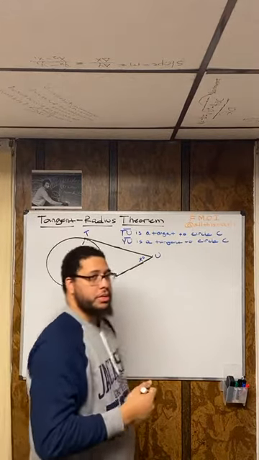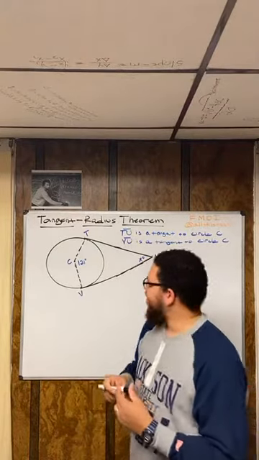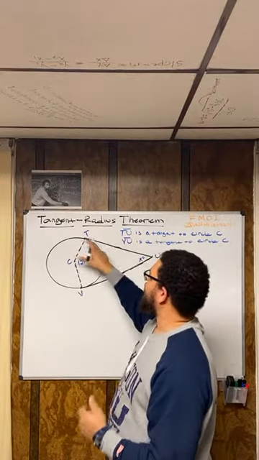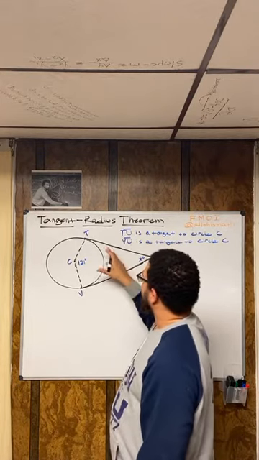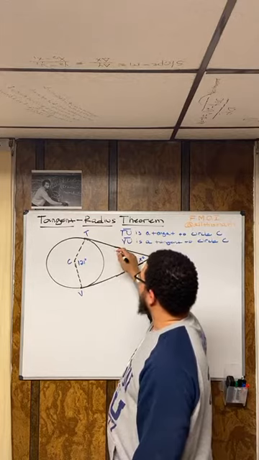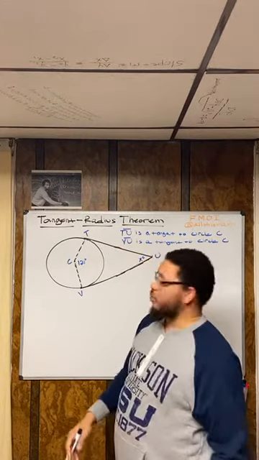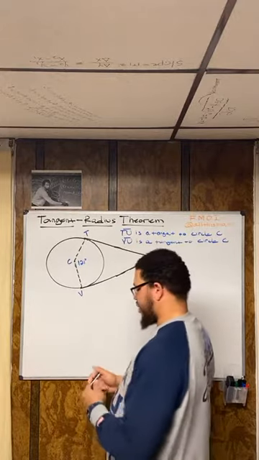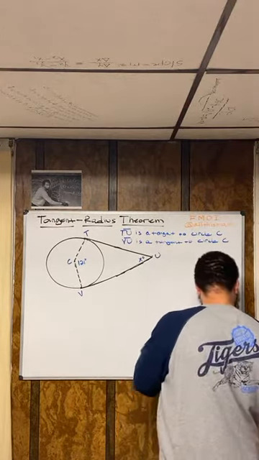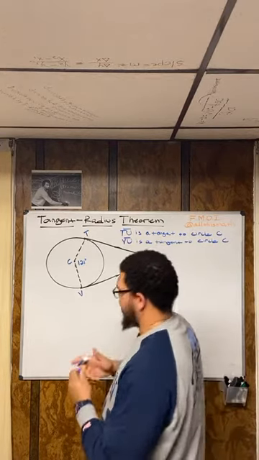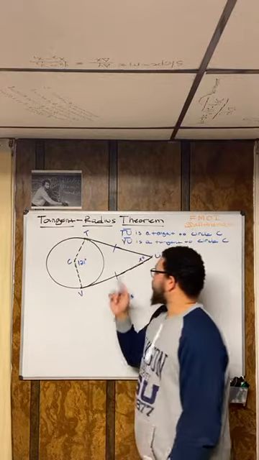Now, another thing that we know is that if the two tangents extend to a point that's external to the circle, then they must be congruent. So I want to label them as congruent. This is how we do that. Boom, boom. So they're congruent.